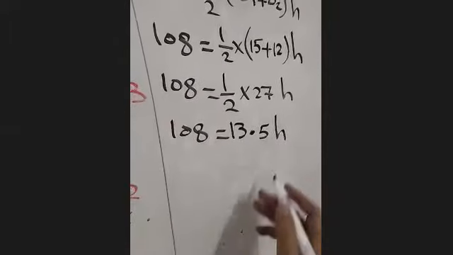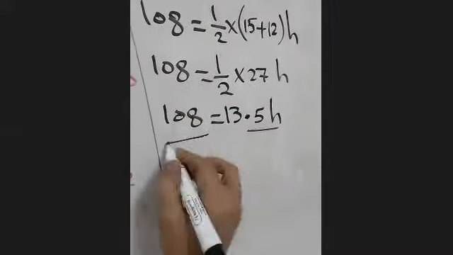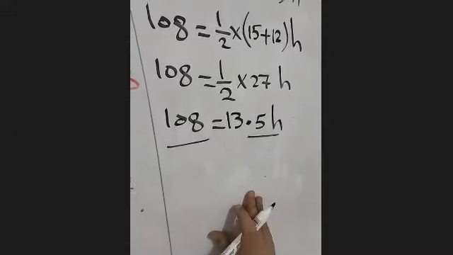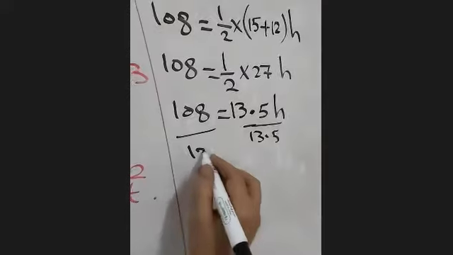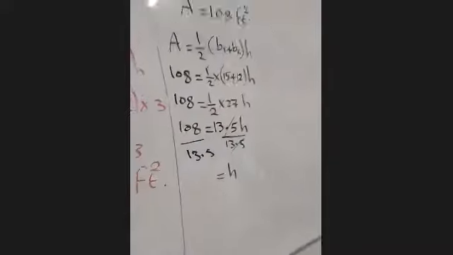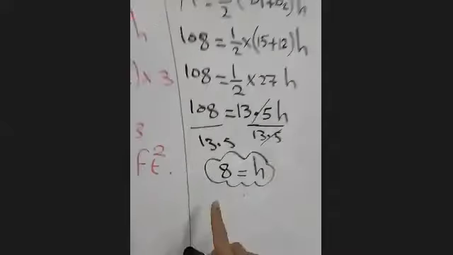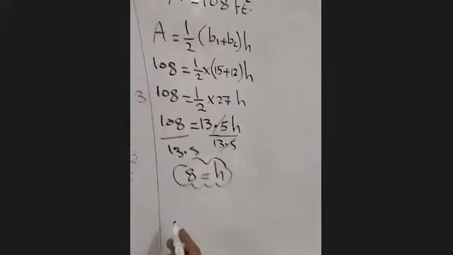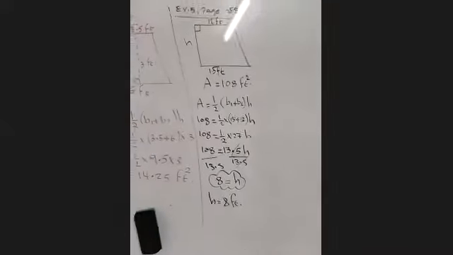Divide by the connected number. No, we call it the coefficient here, okay? So we divide both sides by what? By 13.5, both sides. Now 13.5 is gone, and H will be 8. H is exactly 8. So the height is how much? 8 feet. The height, H equals 8 feet. This is example 5, guys.